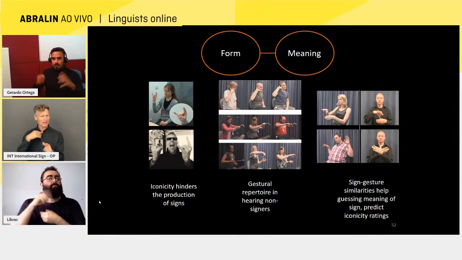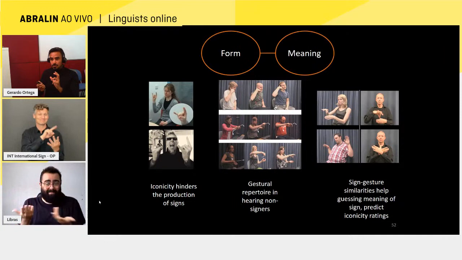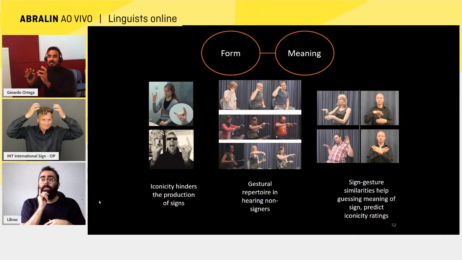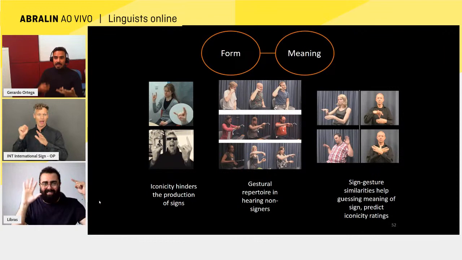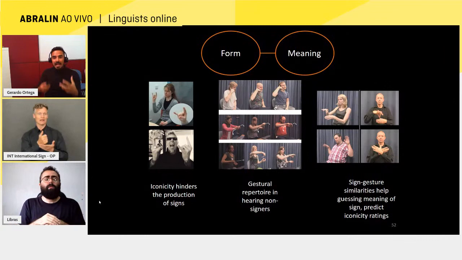And the other set of findings is that we have behavioral and electrophysiological evidence to suggest that when there are similarities between the gestures of the speaking community and the sign, that actually facilitates learning, and it also predicts people's iconicity ratings. And as I said, it's really important. These are not just behavioral results, but the brain is sensitive to the similarities between signs and gestures.